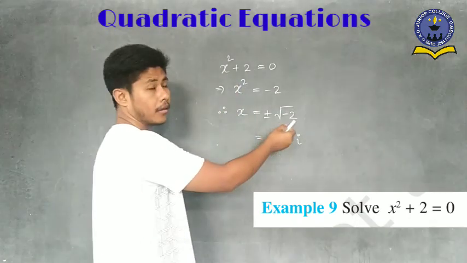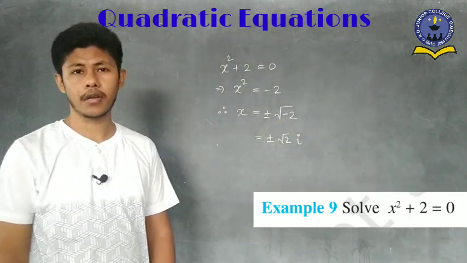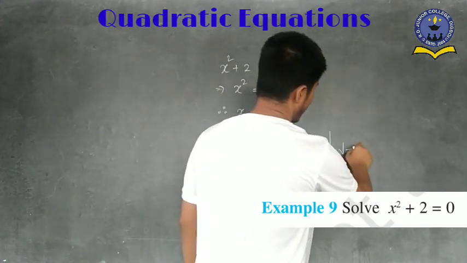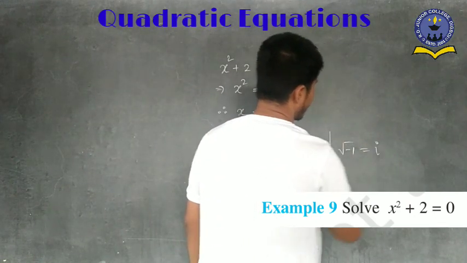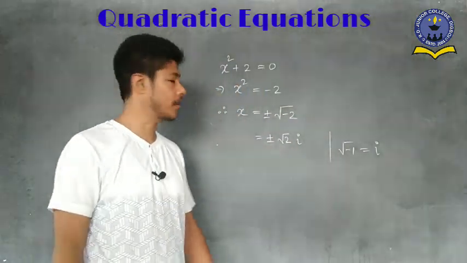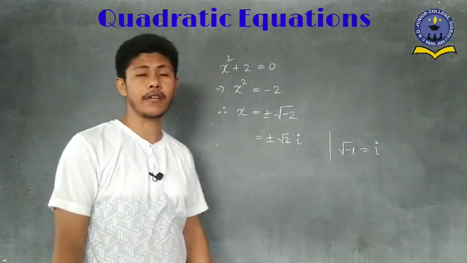Can we write it here? Yes, because root over minus 2 means root over 2 into minus 1, and root over minus 1 value is what? All of you know, root over minus 1 value is i. That's why we write x equal to plus minus root 2 i. This is an imaginary case, so here we get imaginary values.